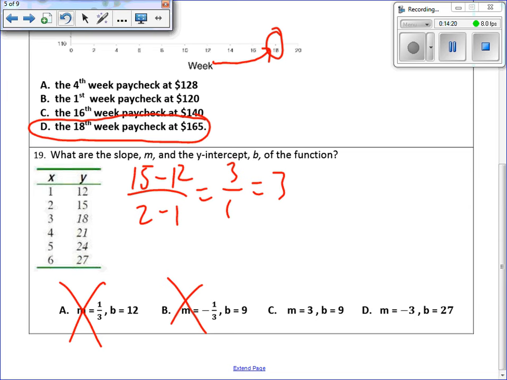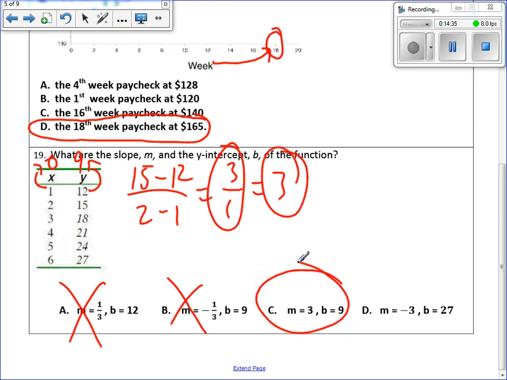But you can just work backwards. Every time that the X values go up 1, the Y values go up 3. That's what the slope means. So every time the X value goes down 1 to 0, the 12 will go down 3 to 9. So the initial value is 9, so that would be C.